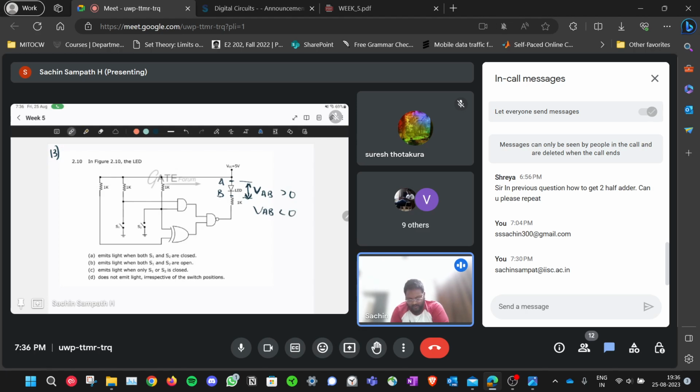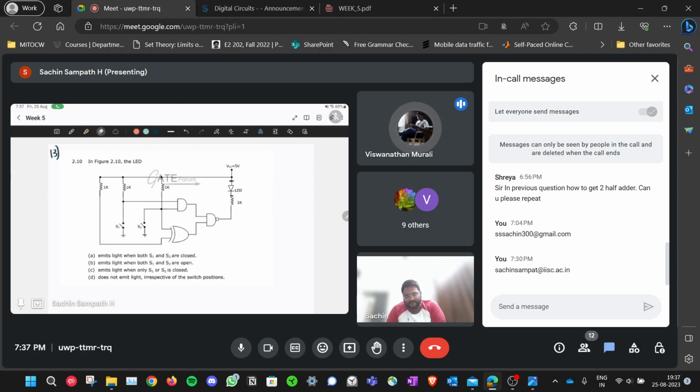So they're asking for what combinations of these switches, S1 and S2. You can either open the switch or close the switch. So for what combinations of the switches will this LED glow? What do you think? This is 5 volts. No, yeah, this should be 0 volts. So the output of this circuit should be logic low, 0, right?